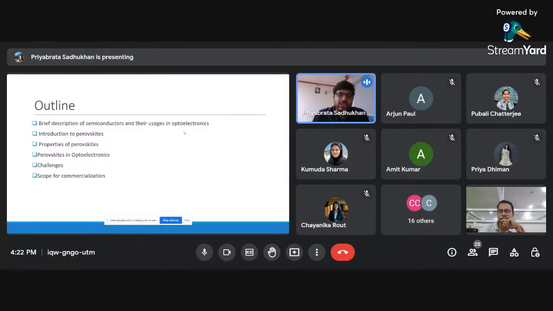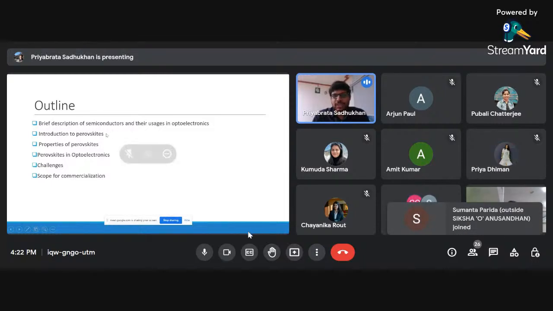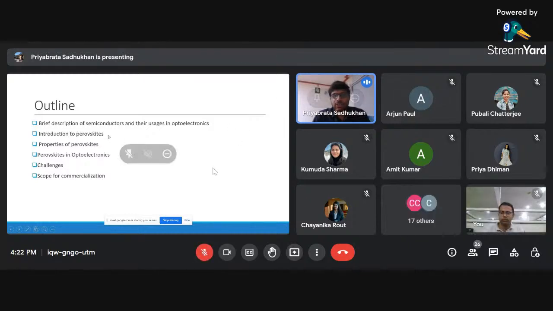Now, before going into the details, I first need to show you the outline of this talk. First, I will give a brief description of the semiconductor and their uses in optoelectronics. Next, I will introduce perovskites, their properties, and how perovskites are useful for optoelectronics. And then I will show you some challenges. And finally, I will show the scope of commercialization of this new material.